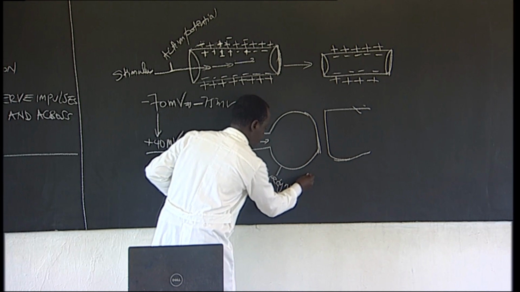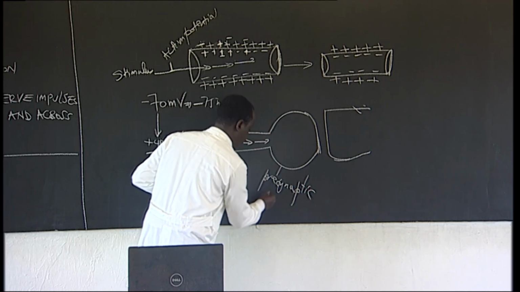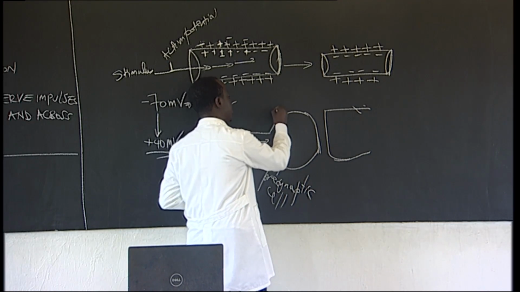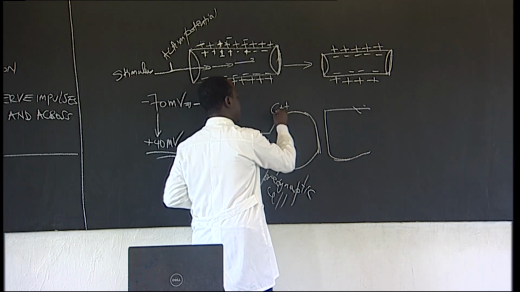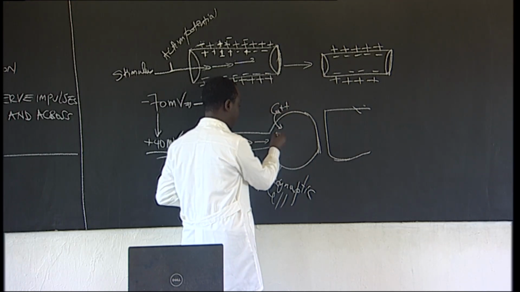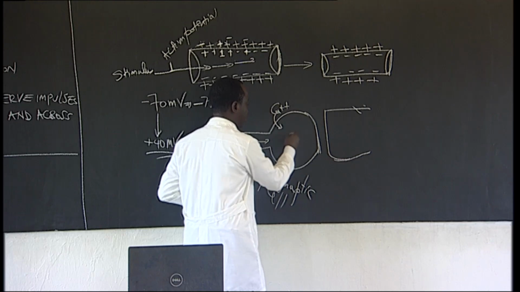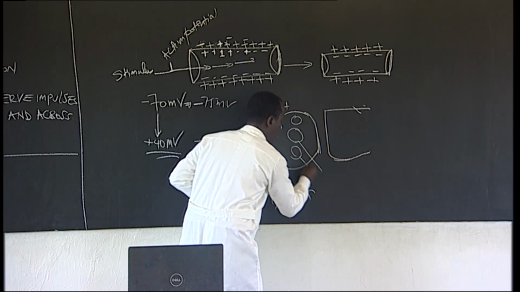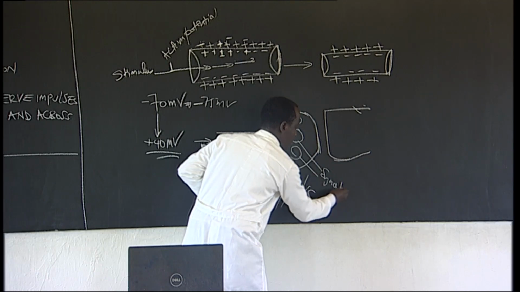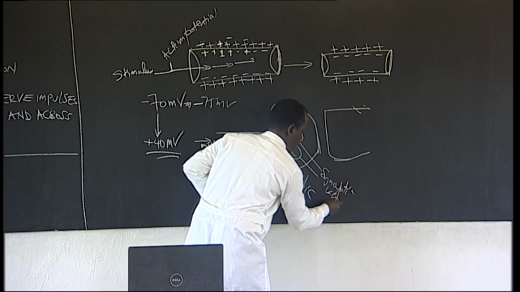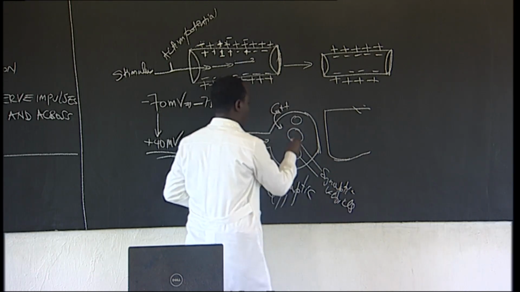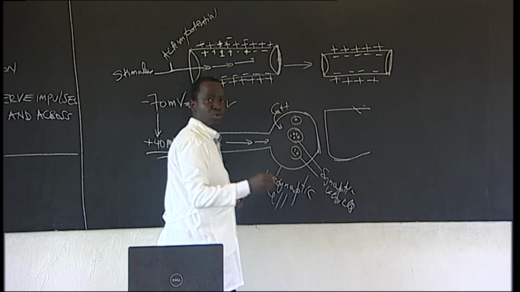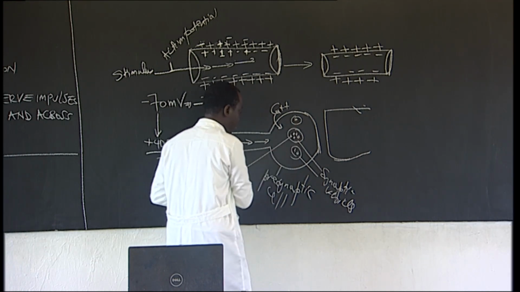And this one is what we call the presynaptic cell. So when the message reaches here, calcium ions get inside. Calcium gets inside. Here we have what you call vesicles. They are called synaptic vesicles. Those synaptic vesicles contain what you call neurotransmitters.